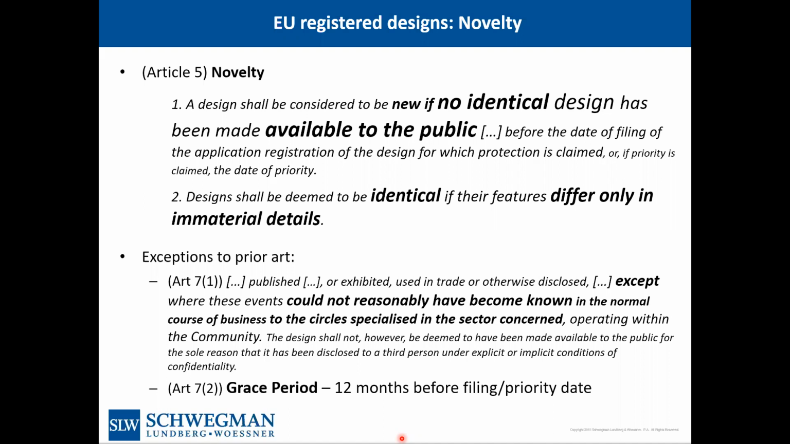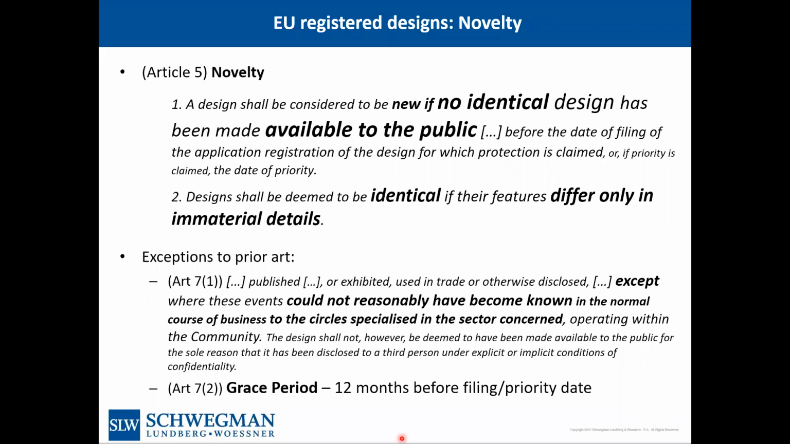A very obscure disclosure somewhere in the world will not necessarily be prior art or prior disclosure. And the wording for that is highlighted there. Whether things could reasonably have become known in the normal course of business to the circles specialized in the sector concerned. There's a lot to unpack there, but it's been considered in some cases which we can mention. But the aim is so that some obscure event doesn't anticipate your design.